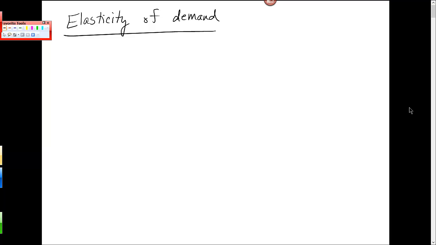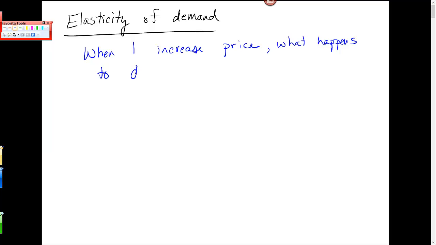Okay, so I want to talk a little bit about elasticity of demand, and really it's the elasticity of demand to price. And the question that we ask here, and that elasticity tries to answer, is: when I increase price, what happens to demand? Or you should be thinking of this as quantity demanded, right?